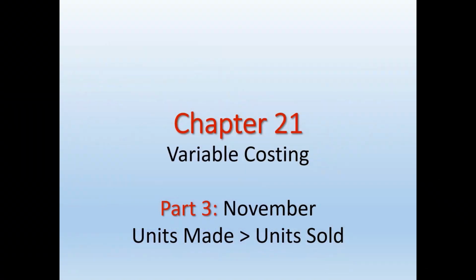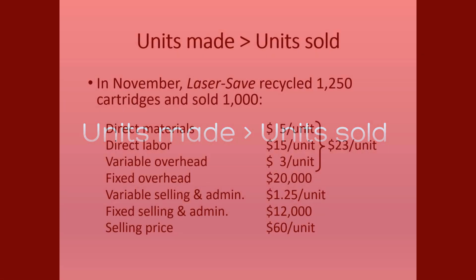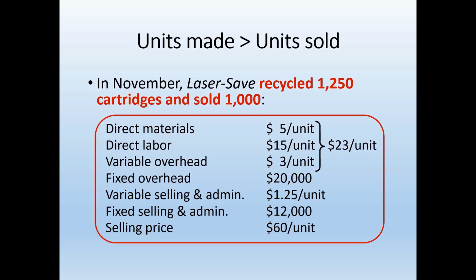In this section of Chapter 21, we will be looking at the difference between variable costing and absorption costing when a firm makes more units than it sells. We're still looking at the company LaserSave that we studied in the previous section.